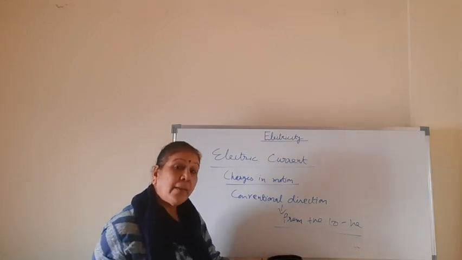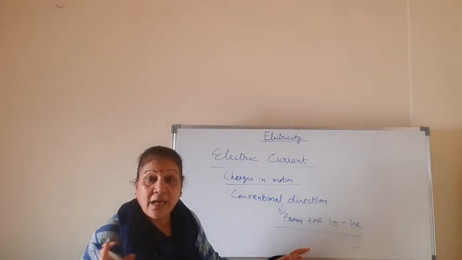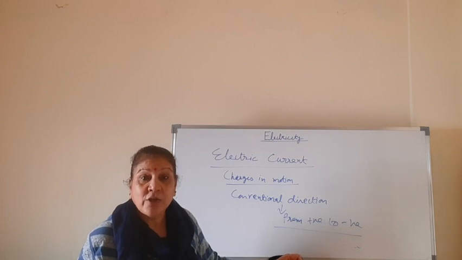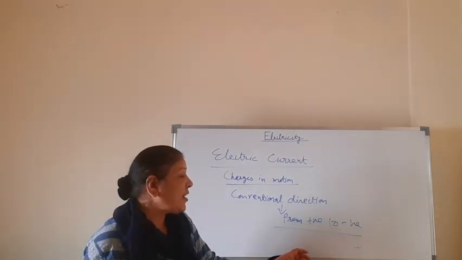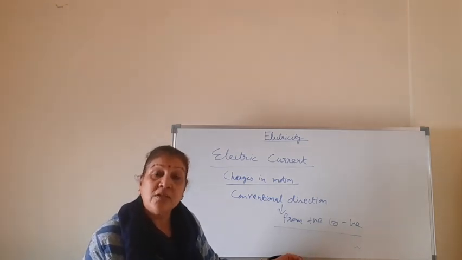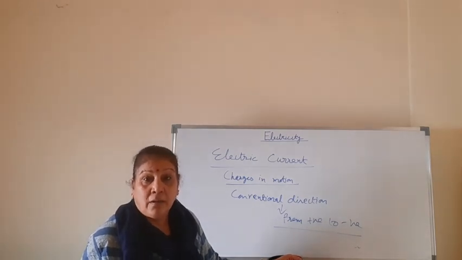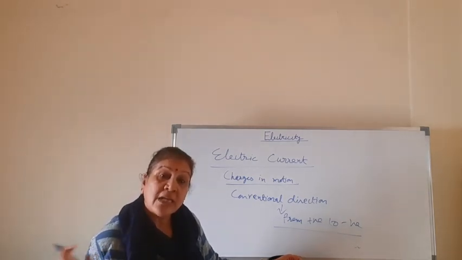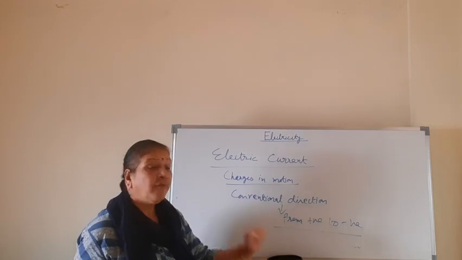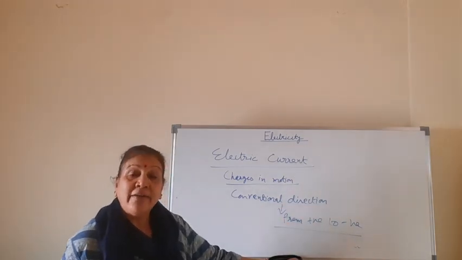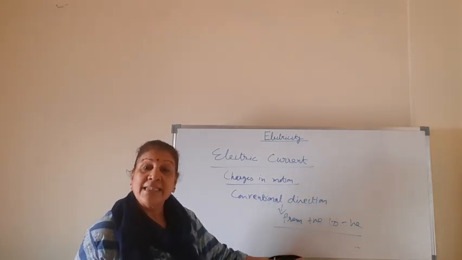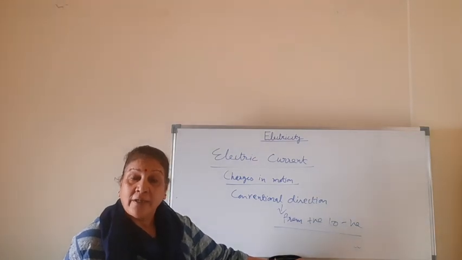Why was it that? Because in the beginning, when electricity was discovered, they had not yet discovered the electron. So they thought that the conventional direction of electricity is from positive to negative, whereas electrons are really released from the negative electrode, so the flow of electrons is from the negative side of the terminal. But the conventional direction of electric current is taken to be from positive to negative terminal. When charges are in motion, electric current is flowing in a conductor.